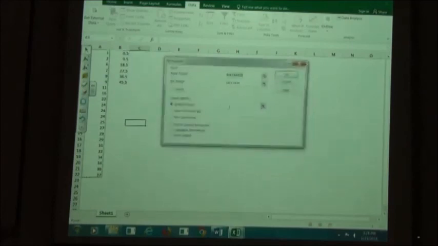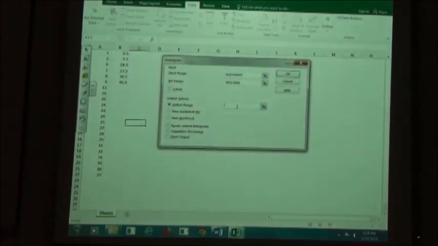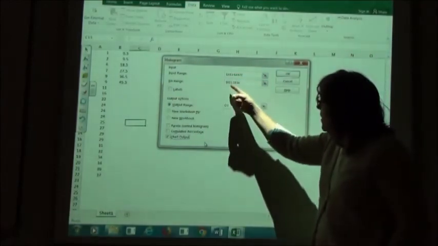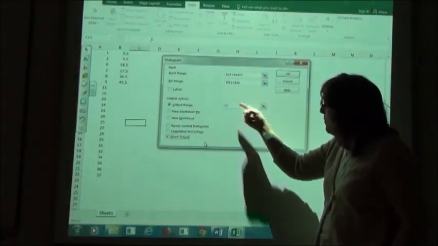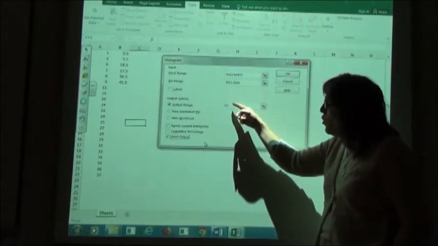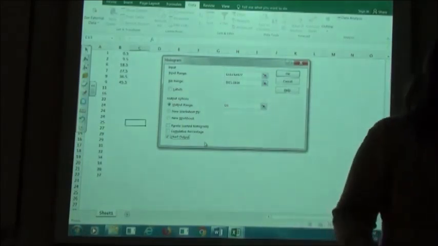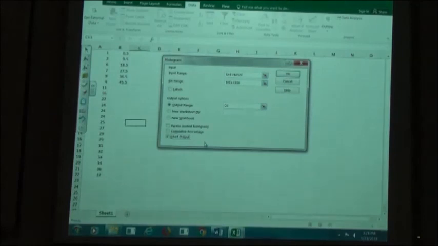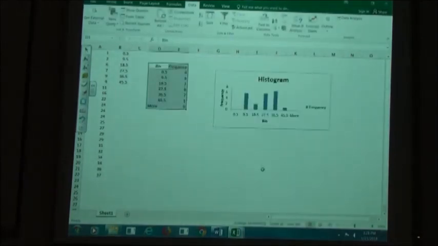So my output range, I said I put in D3, and then I had to put a little check in the box that said chart output down there on the bottom. So my histogram page should look something sort of like that. My data from column A is my input, B is my bin range. This is just where you want your graph to show up. I picked D3 just for fun. And then you have to do the chart output and hit OK. Hey, look at that.